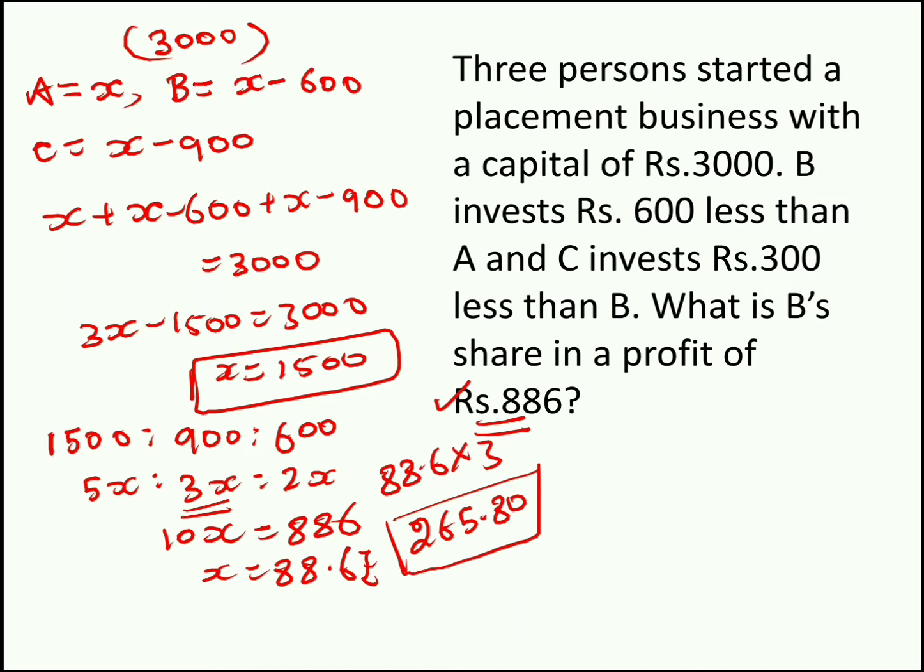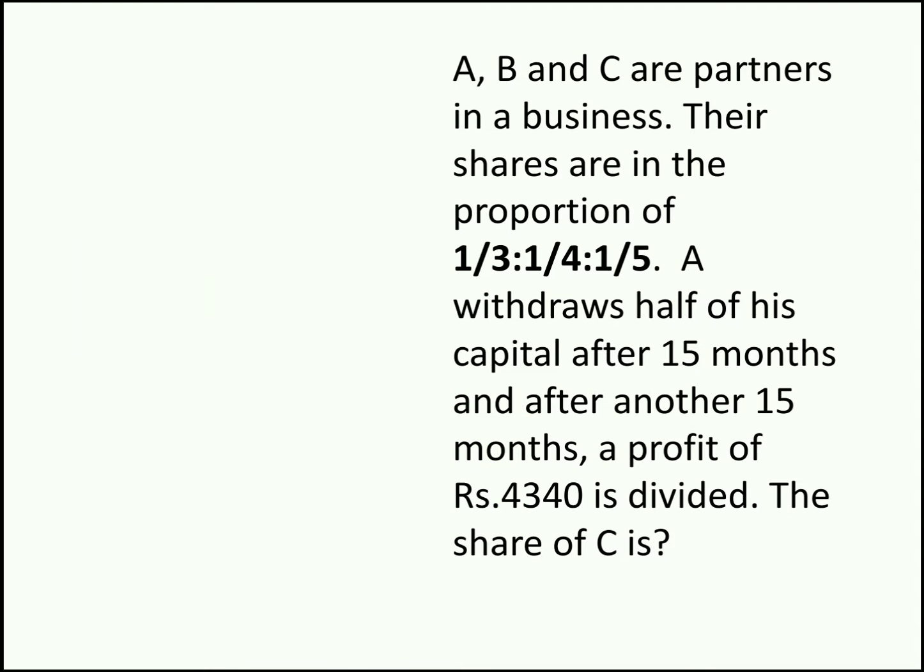Now moving to our sixth question. A, B and C are partners in a business. Their shares are in the proportion of 1 by 3 is to 1 by 4 is to 1 by 5. A withdraws half of his capital after 15 months and after another 15 months a profit of rupees 4340 is divided. The share of C is dash. So here they are running the business totally for how many months? 15 plus 15, 30 months.